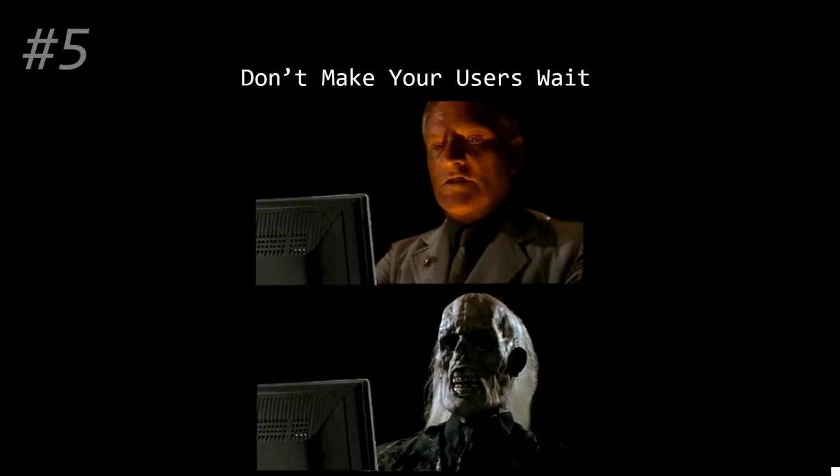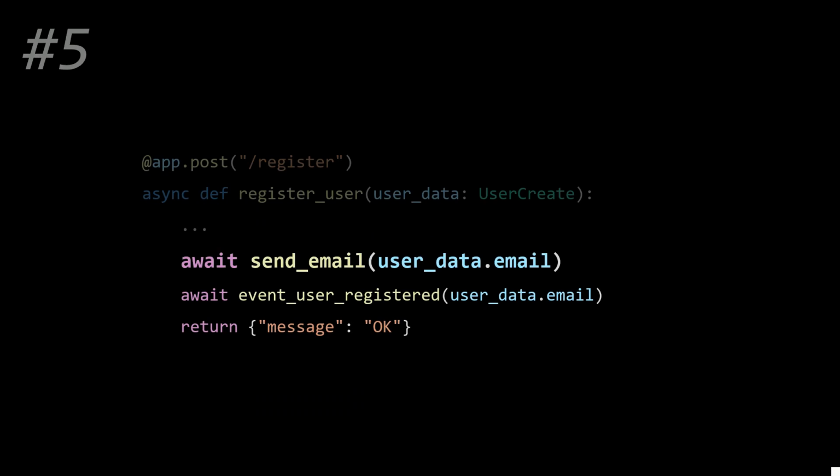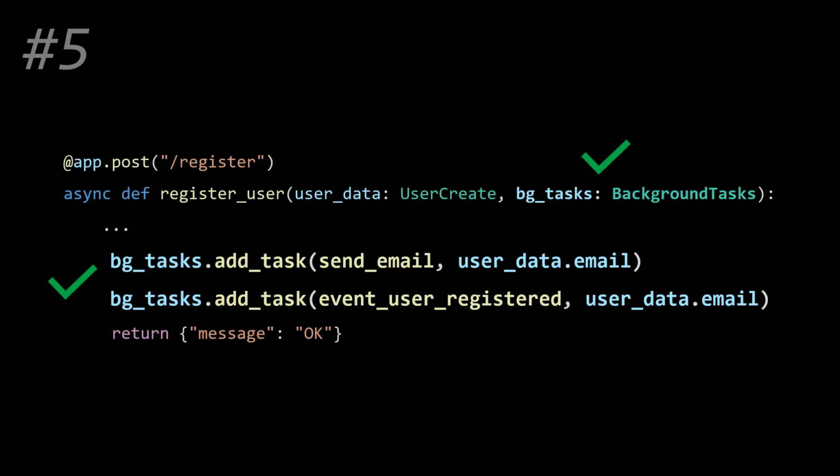Number 5, don't make your users wait. When you have operations that don't need to block the client from getting a response, things like sending a confirmation email or logging an event, you should avoid making the client wait by doing it in the endpoint. Instead, use FastAPI's built-in background tasks. They are perfect for small, non-critical fire and forget tasks.